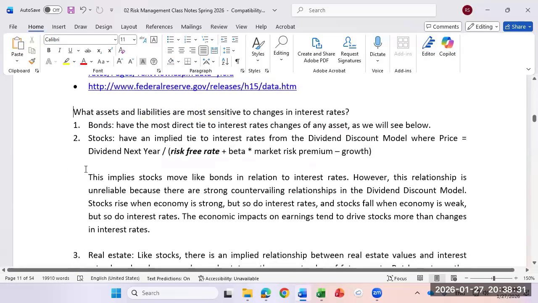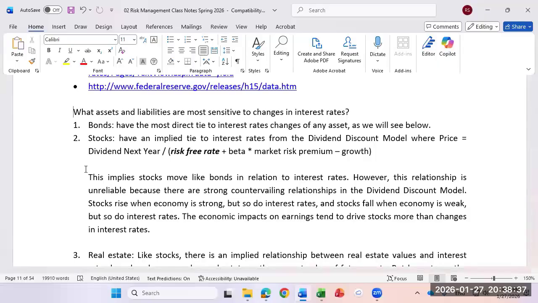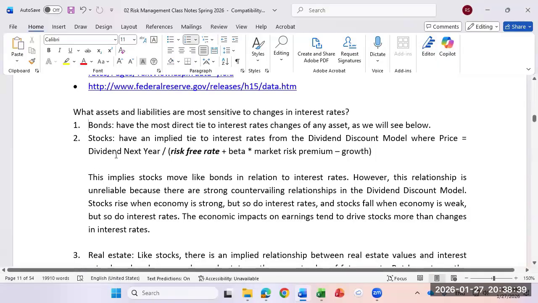All right. So what assets and what liabilities are sensitive to interest rates? The most obvious is bonds. They have the most direct impact. We'll talk about this specifically when we talk about banks.